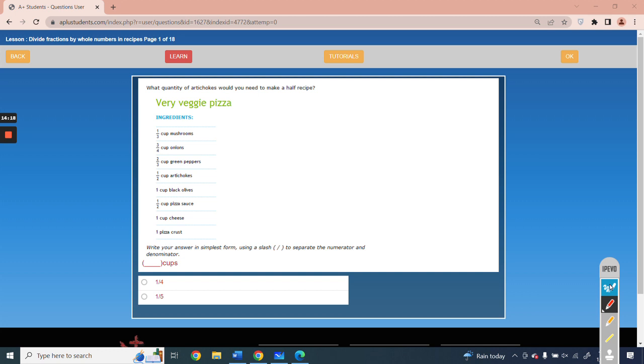So in the original recipe, you have to use half of the cup. Got it? You have to use half cup of artichokes. So just multiply. You have to use again in the half recipe, so just divide it by 2. Got it? So you have to replace the division sign with multiplication.